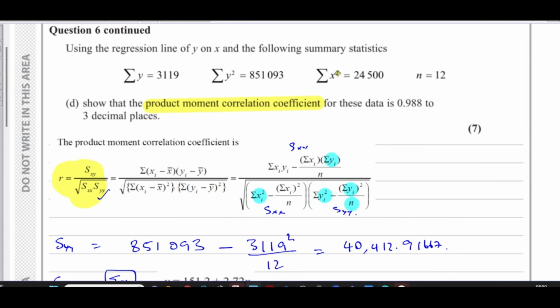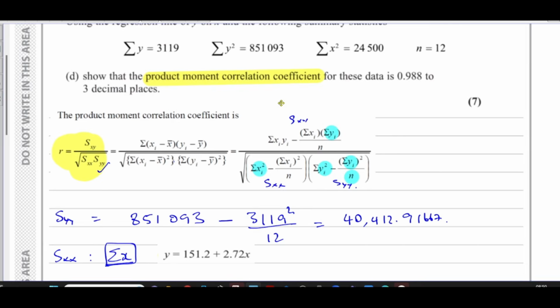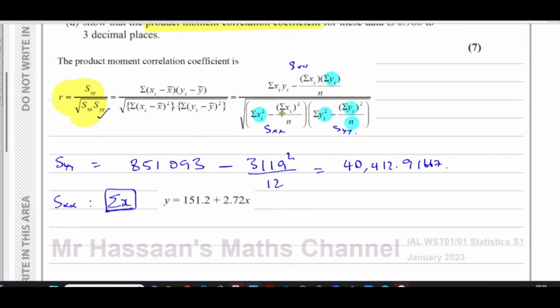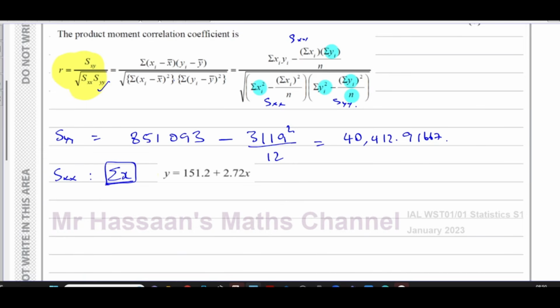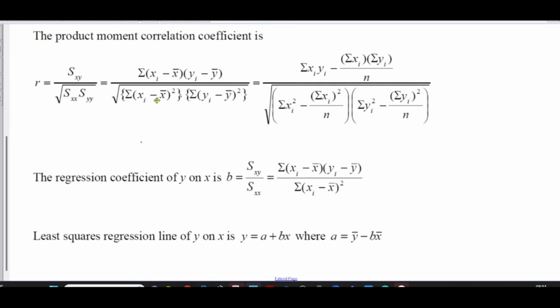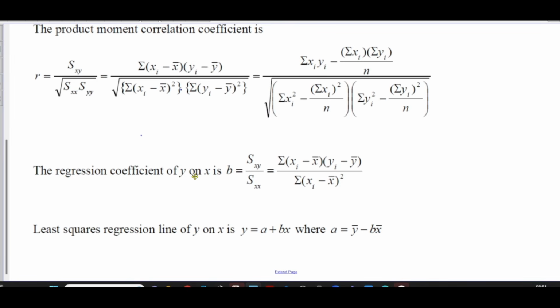Now, there's no way from the summary data, so obviously it must be from the regression line of y and x that we can find what we need. Okay, because it says use the regression line and the following summary statistics. So now let's go back to the formula book and see what it says about the regression line. If we go back to the formula book, it says the regression coefficient of y and x is such and such, and the least squares regression line of y and x is such and such.